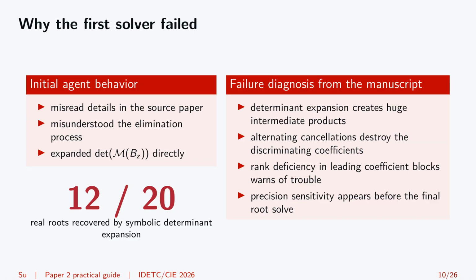The first solver failed in a useful way. It misread details in the source, formed unstable determinant expansions, and lost discriminating coefficients through cancellation. This is exactly why an agent must produce inspectable intermediate data rather than only a final answer.